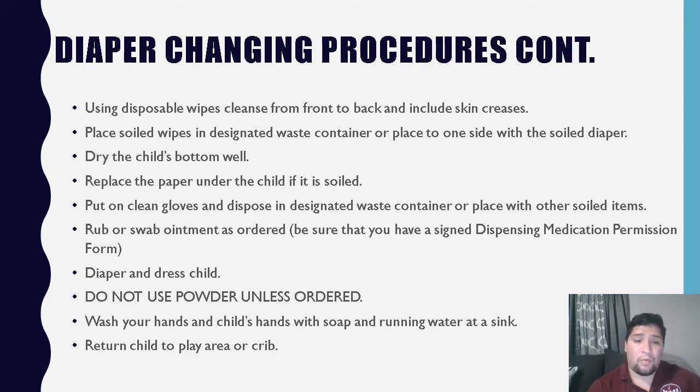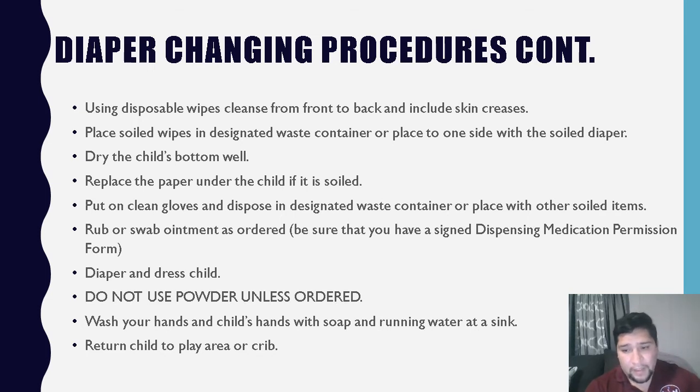And then after that, we need to make sure we have permission from the parents to use any ointment or anything like that, baby powder. We do need to have the dispensing of medication form filled out by the parents and signed. If we are going to be using any ointment for rashes or anything like that, we need to make sure to have that documented. And if we do, then you can go ahead and apply that ointment on the child. After that, you're going to go ahead and diaper the child, and then dress the child.